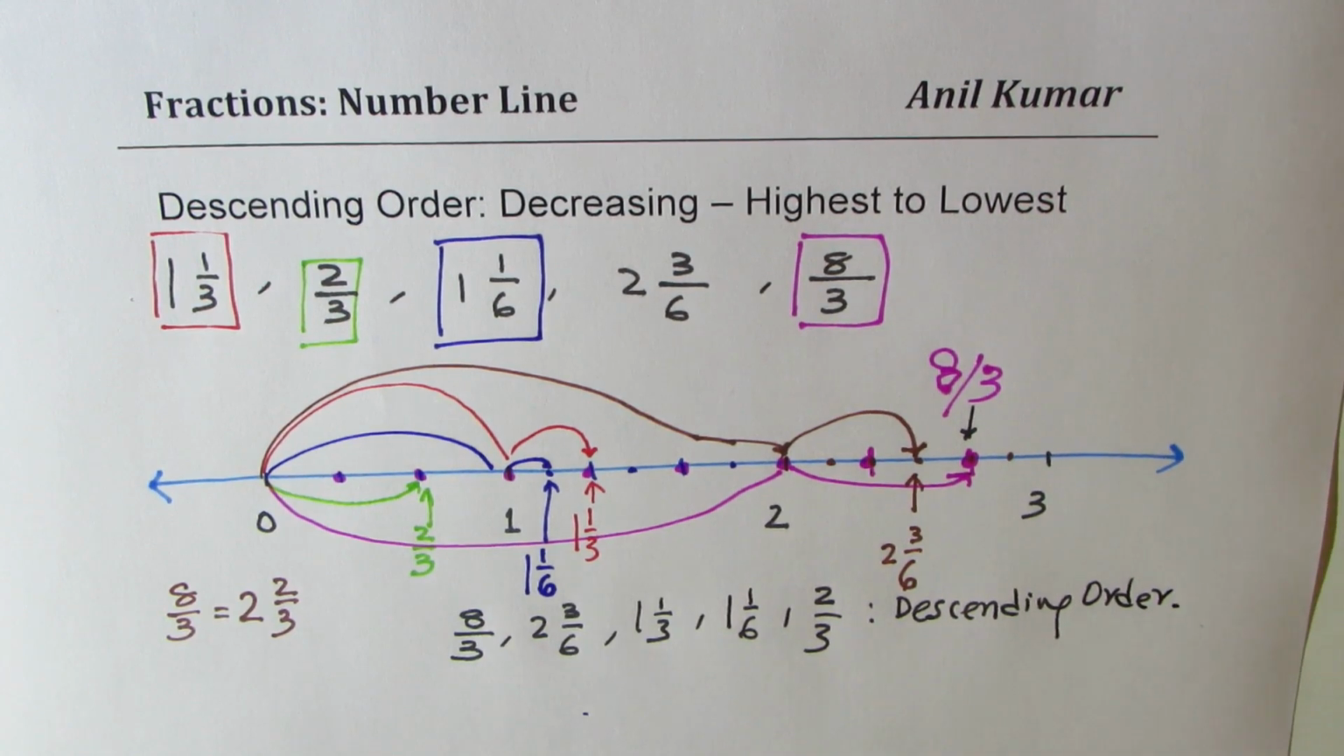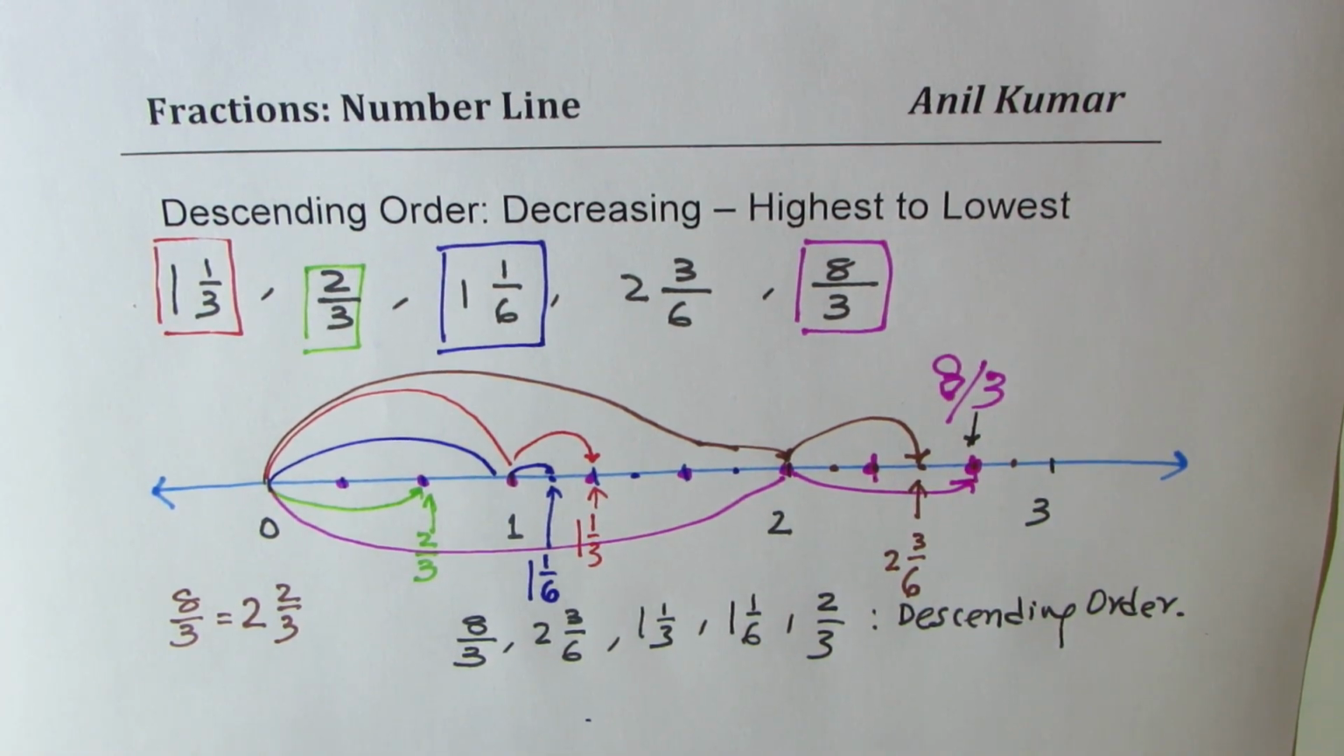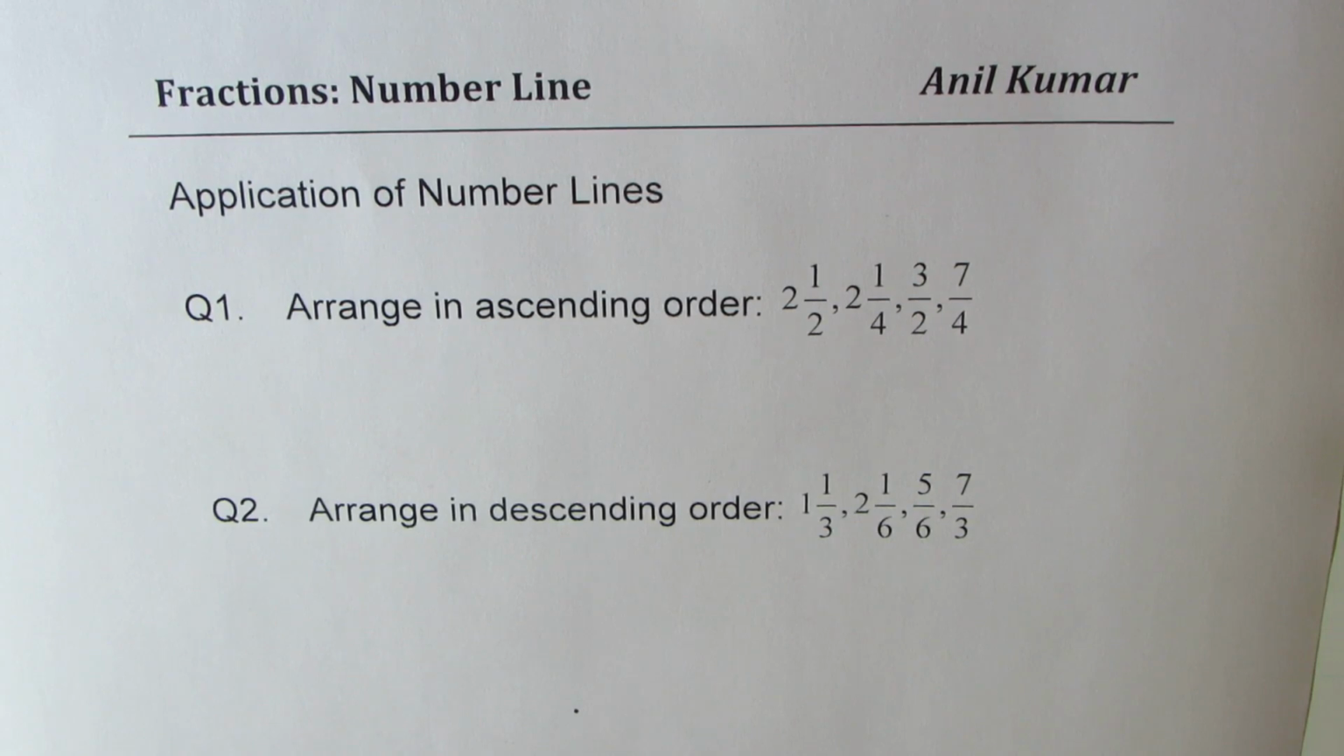I hope that's absolutely clear. Now let's take a test for you. You need to show the numbers on a number line and then arrange them in ascending and descending order. Here is the question for you. I would like you to pause the video, copy this question, answer, and take it as a test question, right?